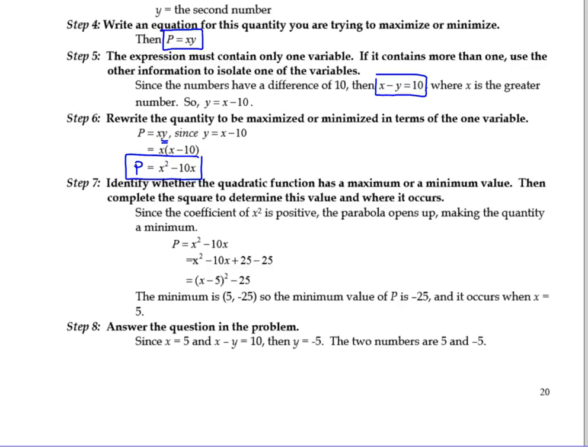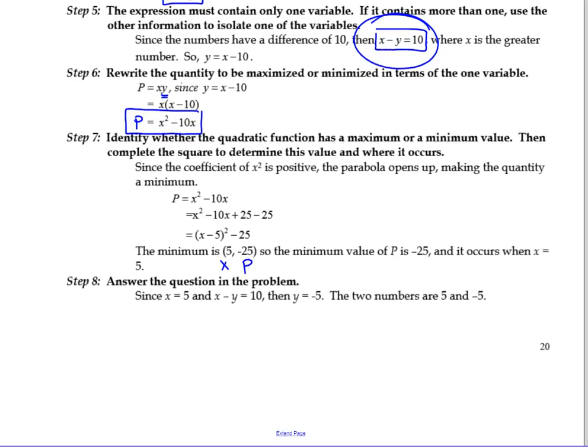How do I get y? Then you're going to go back to this equation that you made before. Okay, so once you know your x value, and this is your product, you could sub in x, that's 5, and you get negative 5 for your y. So your two numbers are 5 and negative 5. Okay, so this is kind of like the thought process. You can read through it in more detail if you want on your own. Let's try some together. Next page.